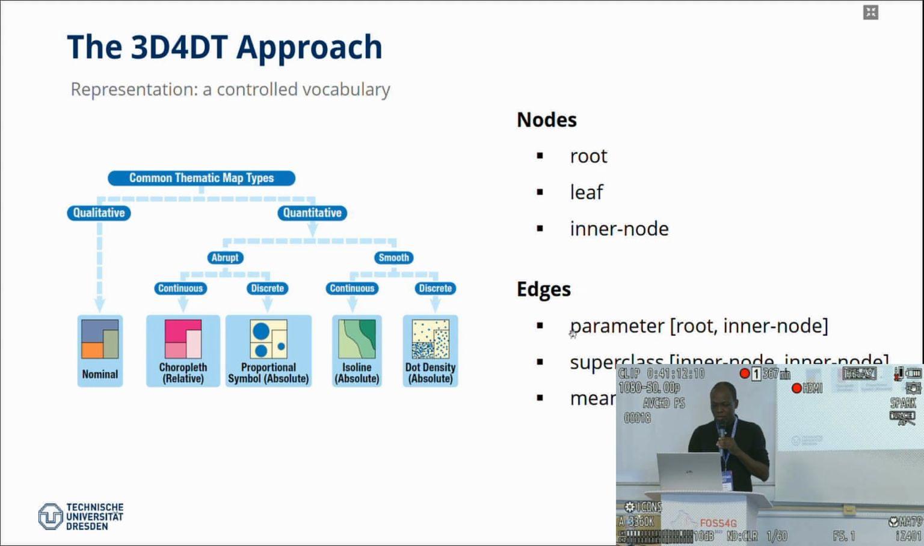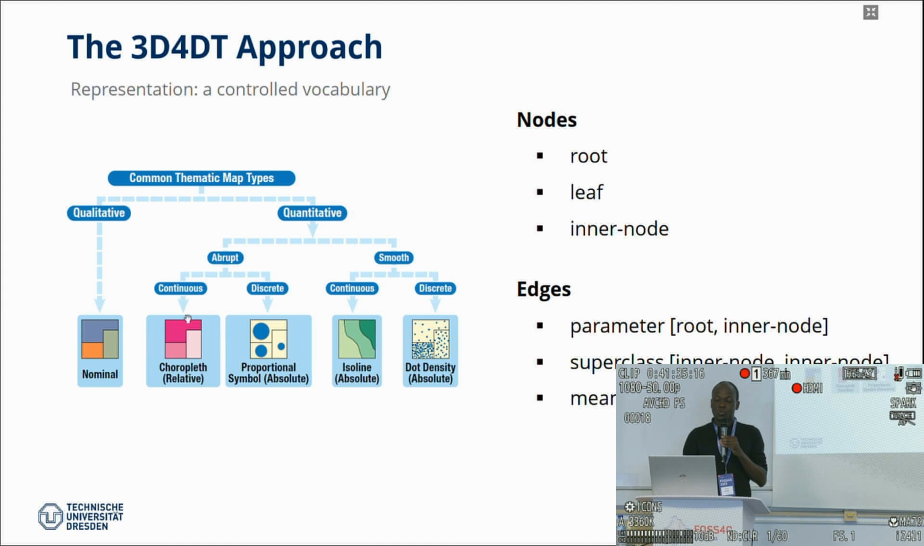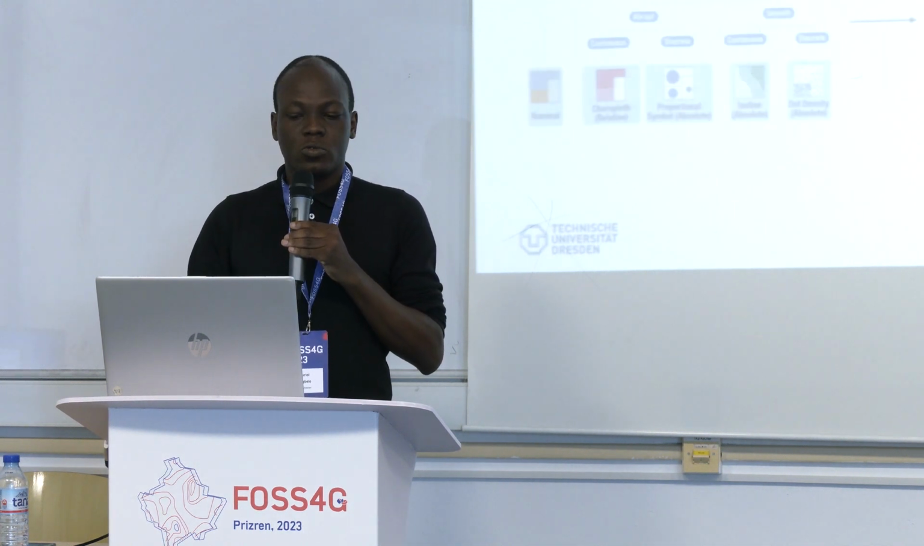If we pick the example, this relationship here is labeled as a parameter because it is one of the parameters that tells us which type of thematic map to create when. This relationship here is called meaningful because it tells us when it is meaningful to create a nominal map, or this one will tell us when it is meaningful to create a choropleth map. And then we have a superclass, which is documenting the hierarchical relationships between the different things. So we had this controlled vocabulary, and this is what we actually use to encode all the decision trees that we had in JSON format.